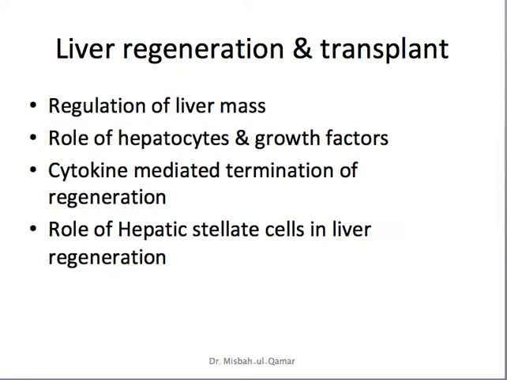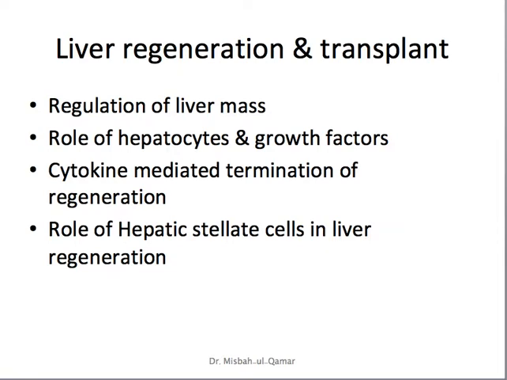Few words about liver regeneration and then transplant. Liver regeneration is for the regulation of liver mass. You should know that the liver possesses a remarkable ability to restore itself even after significant hepatic tissue loss from either partial hepatectomy or acute liver injury, as long as the injury is uncomplicated by infection or inflammation.